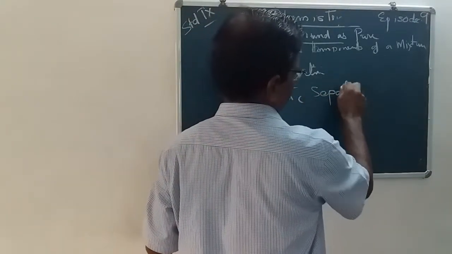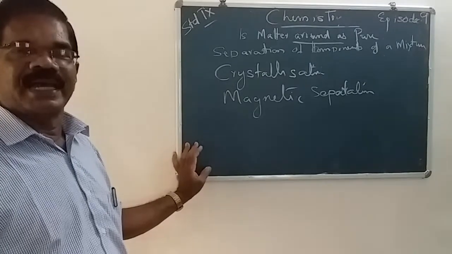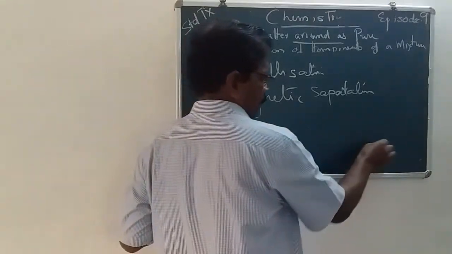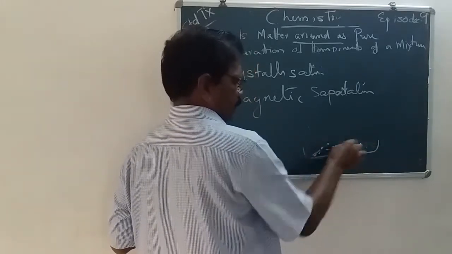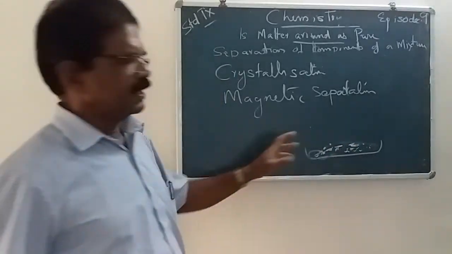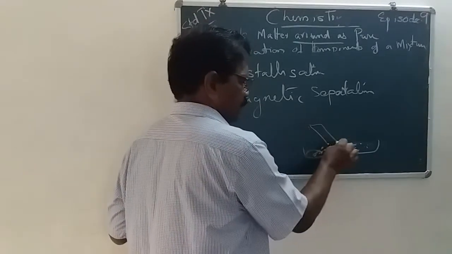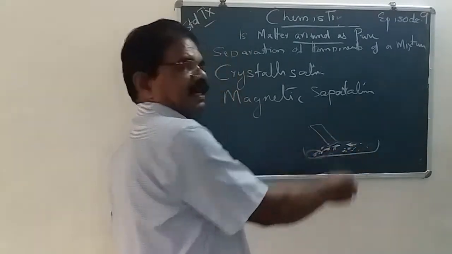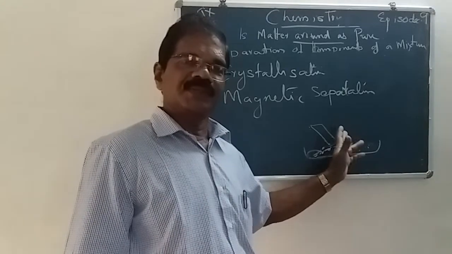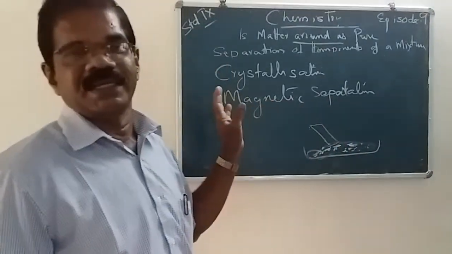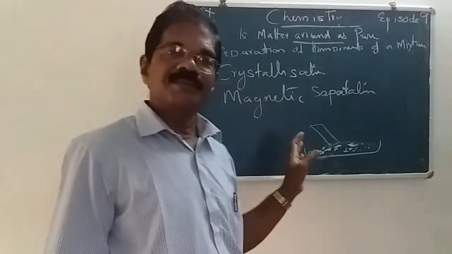What's the method used here? There is a mix of iron powder and sand. How can we separate it? Using a bar magnet. When we pass a bar magnet over the mixture, the magnet attracts the iron particles and the sand is left there. So these are the different methods of separating the components of a mixture.